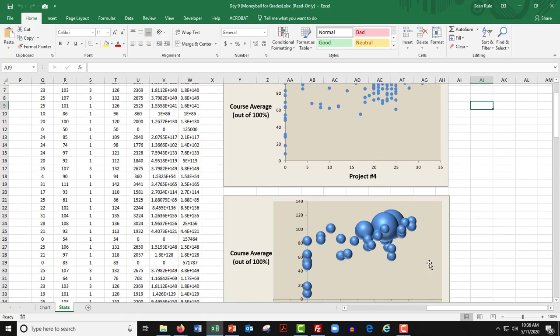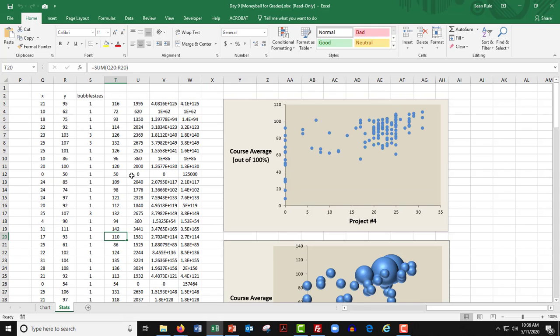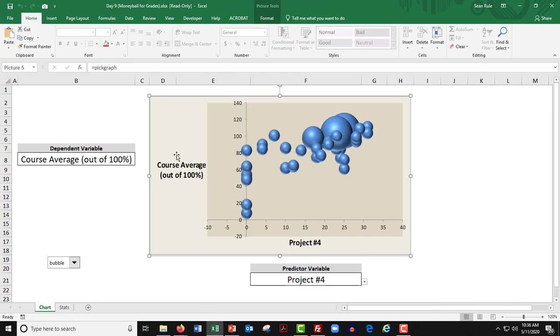So what I do with the bubble chart is I show you how many students had a certain arrangement of values of project number 4 grade and final course grade. This one here, there's 2. There are 2 students that had a final average of 17 and a course average of 98%. Where I'm doing the math, if you're interested, is right here. Here are all the X and Y values, depending on what you choose back here.